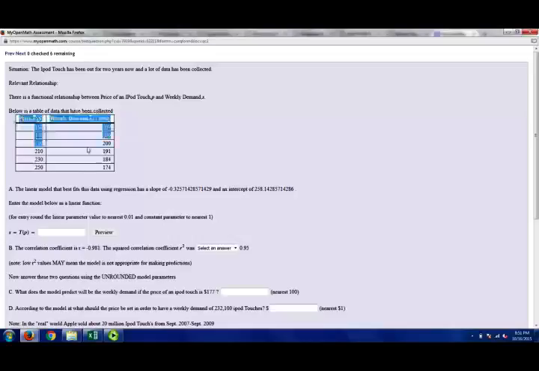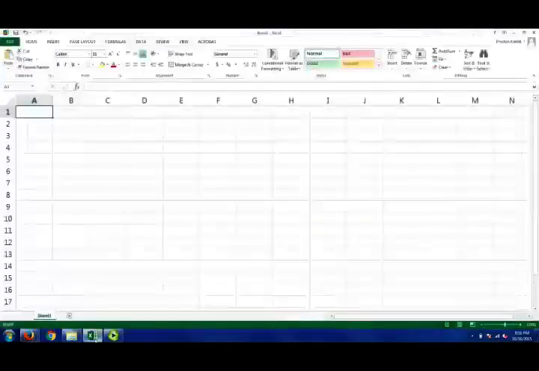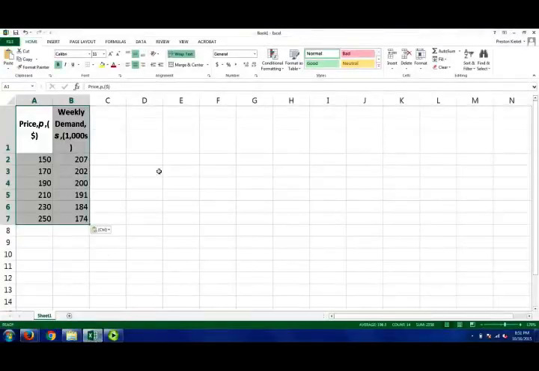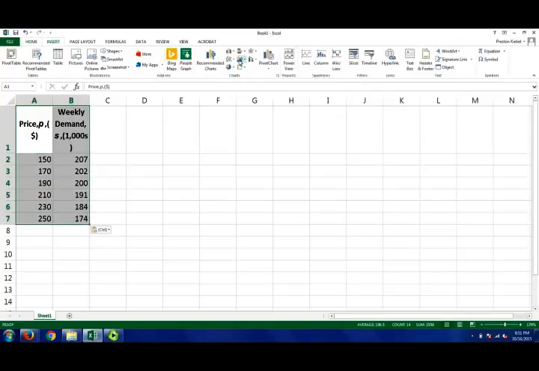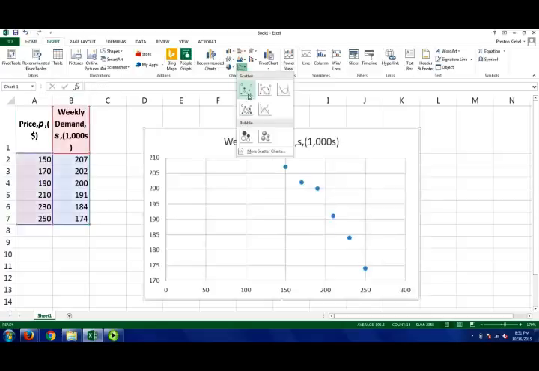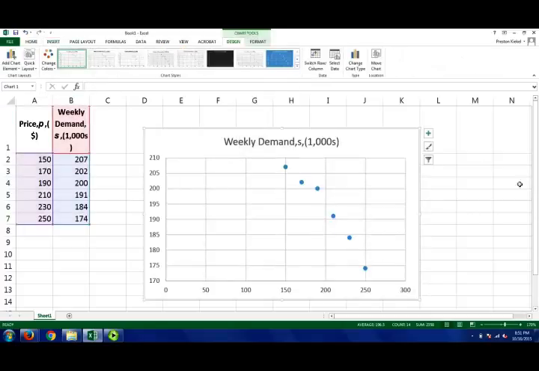Now, we could very reasonably copy these data. I'm just selecting it and moving it over to, let's say, Excel, a spreadsheet, and that would let us make a scatter plot. So insert scatter, and there, now it's got a scatter plot.